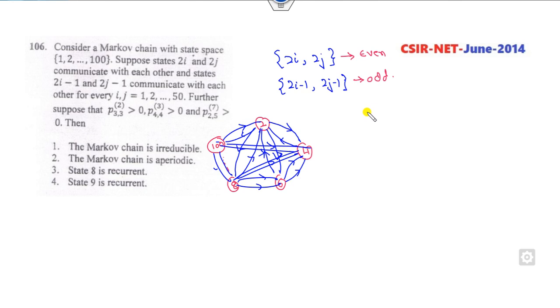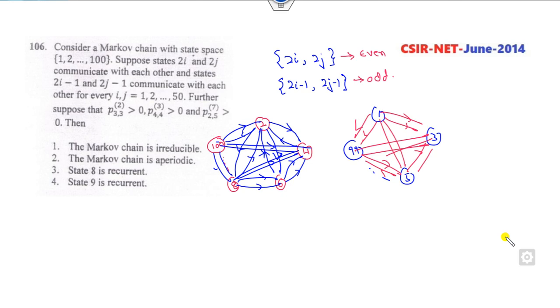On the other hand, these are 1, 3, 5 and up to 99. These communicate with each other, and all are communicating with each other. Fine. So firstly, this is the complete Markov chain. Is it irreducible? No. Why? Because you can never go back from 2 to 1. There is no connectivity.